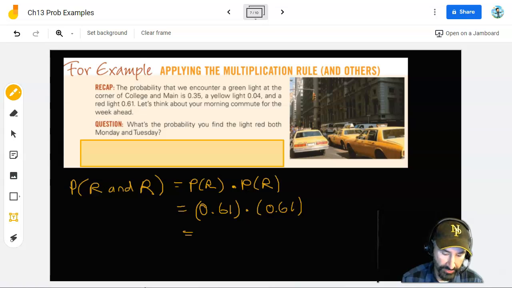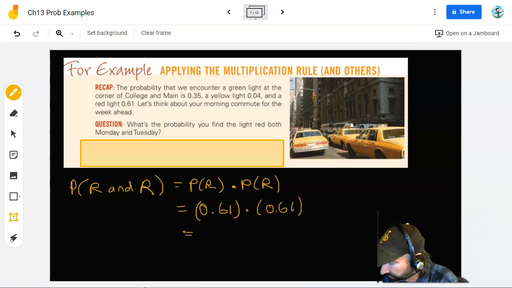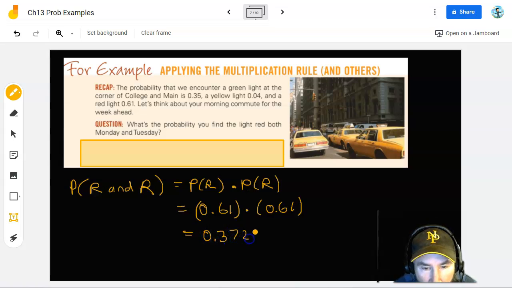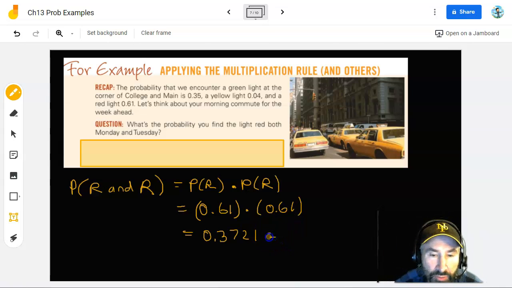Okay, so I'm going to do 0.61 times 0.61 on my handy-dandy SAT calculator here. And sure enough, it went down. The probability is 0.3721. Now, how much do you need to round to? Well, it depends on what the question is asking for. So I'm just going to leave it as 0.3721. And by the way, that is all the decimals. So in this case, I can use an equal sign if I wanted to write that as a percent. I could say 37.21%. And either one of these answers is fine.